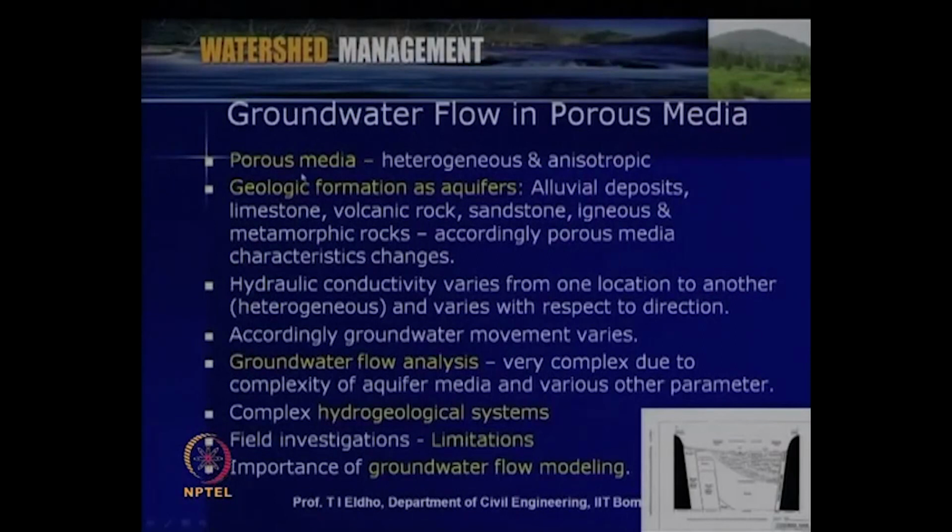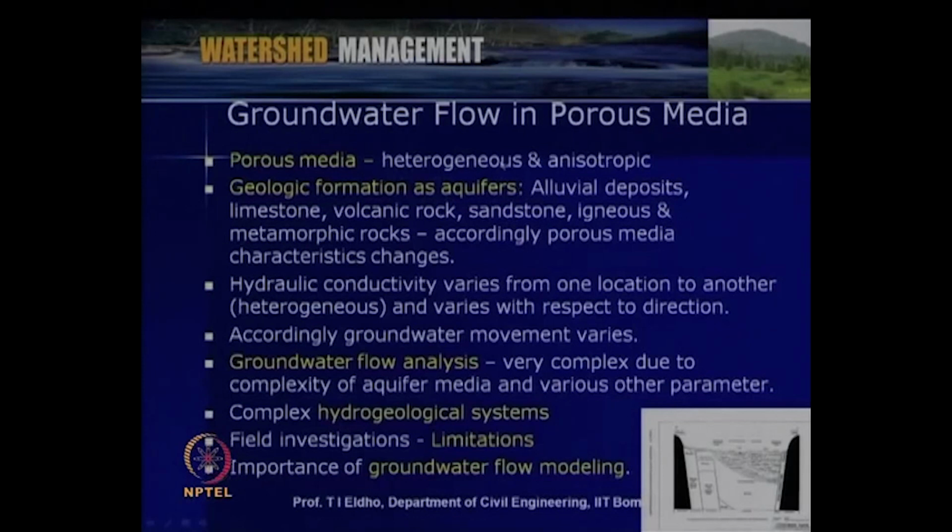As I mentioned earlier, soil or porous media is very heterogeneous, and its properties like porosity or hydraulic conductivity vary drastically from one location to another and from one direction to another. So, the soil media or porous media is heterogeneous and anisotropic. Anisotropic means the parameters vary with respect to direction. Heterogeneous means the parameters vary from one location to another.